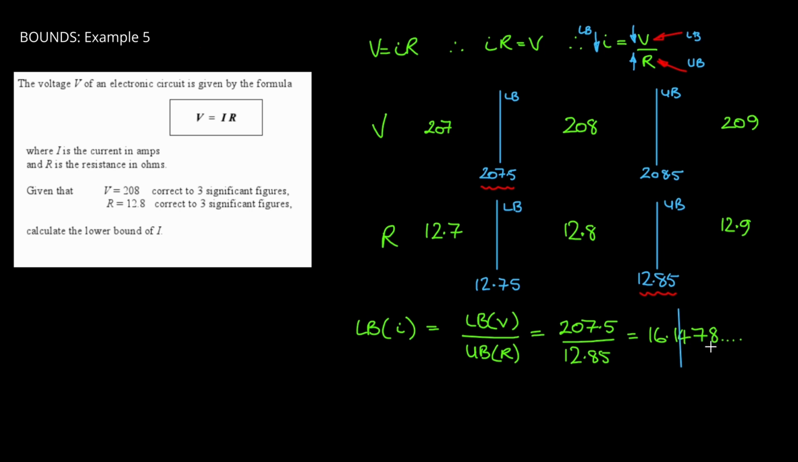Now, 478 is not quite up to 500, which we would need to push it up to 16.2. So our answer is that the current flowing through that circuit, with the values that they've given, the lower bound of the current is equal to 16.1 amps. And that is your answer.